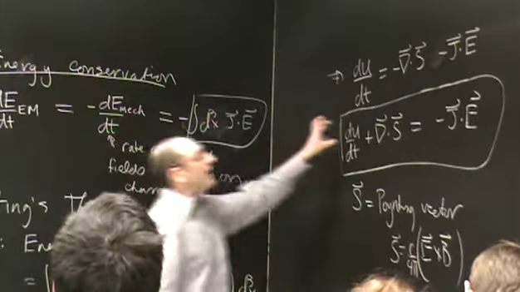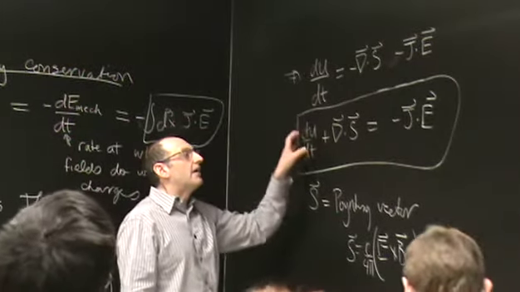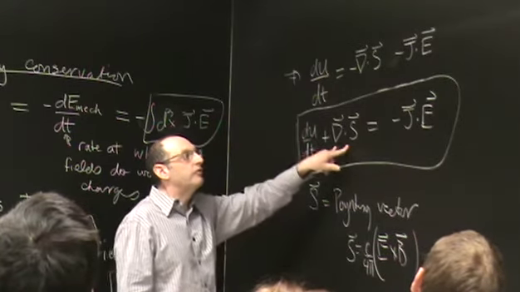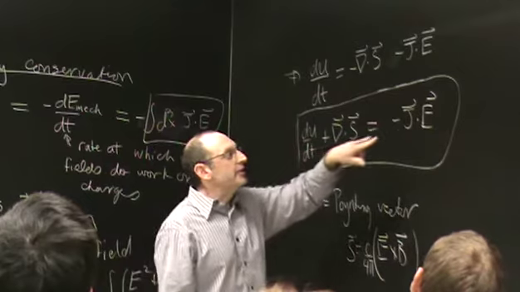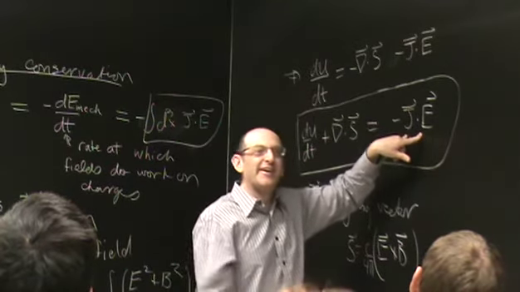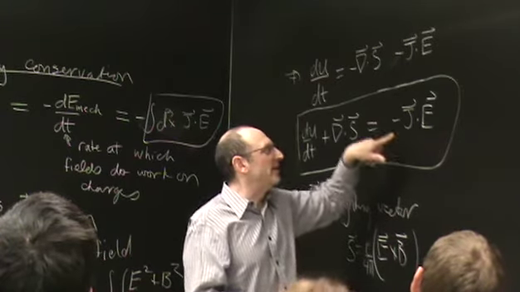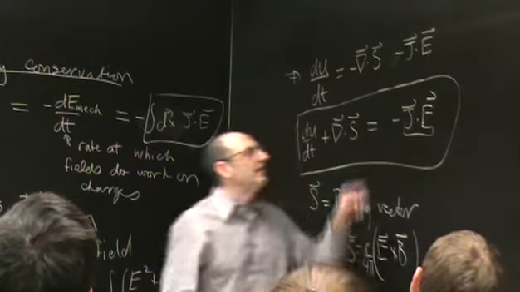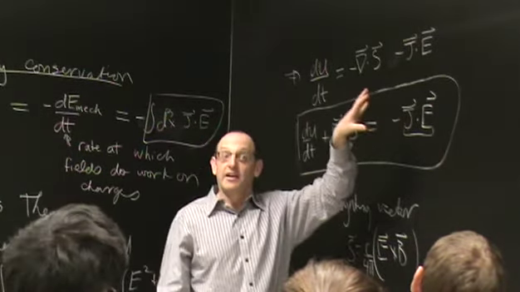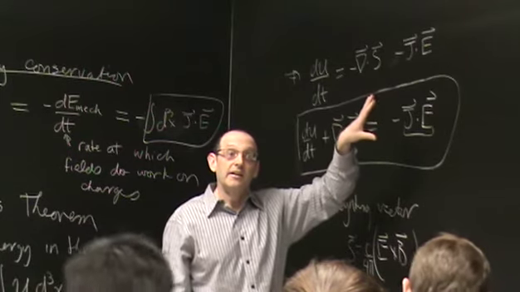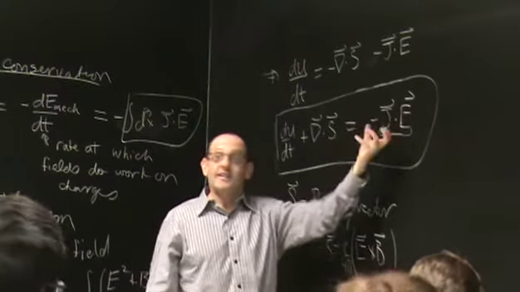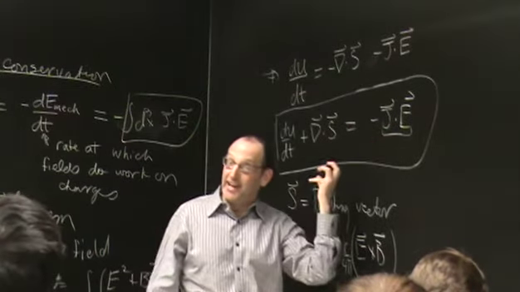And if electromagnetic energy changes locally, it's either because it's flowing or that energy is doing work on charges, or the charges are doing work on the fields, right? So if J dot E is positive, then minus J dot E is negative, which means that energy is being dissipated. If J dot E is negative, then this is positive, then electromagnetic energy is being created.